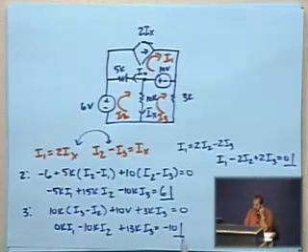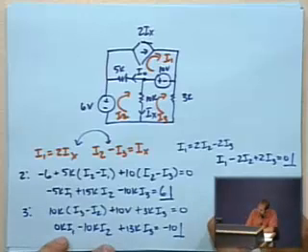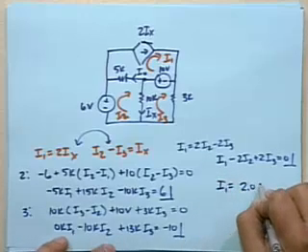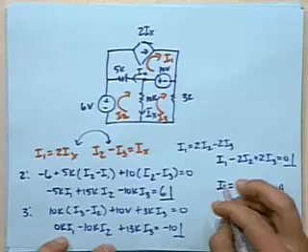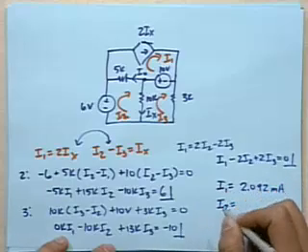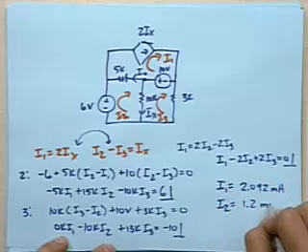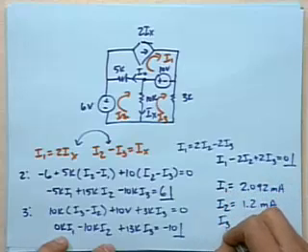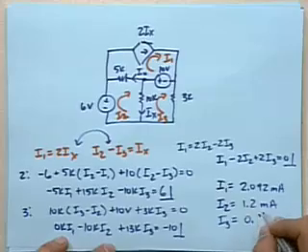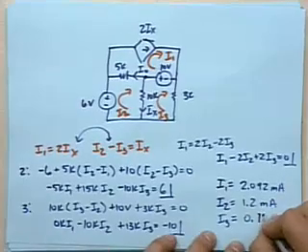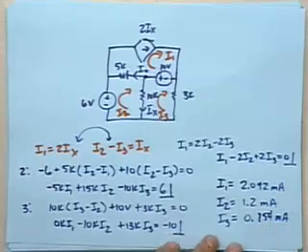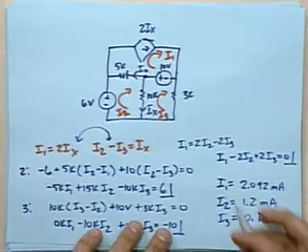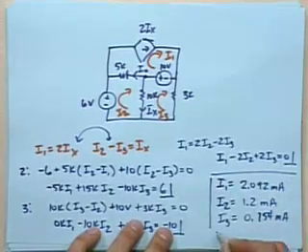So if you put those three equations into an equation solver or a matrix or whatever, what you will get out of it is that I1 equals 2.092 milliamps or thereabouts. I2 equals 1.2 milliamps. And I3 is about 154 milliamps. So that's what you get when you solve for your loop currents.